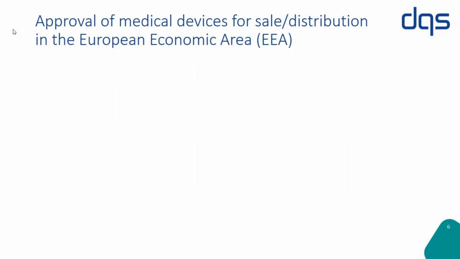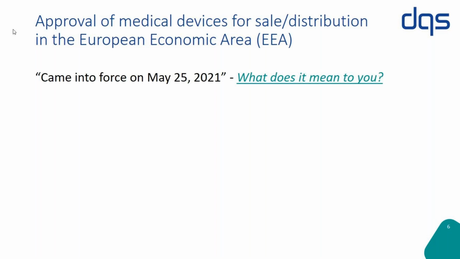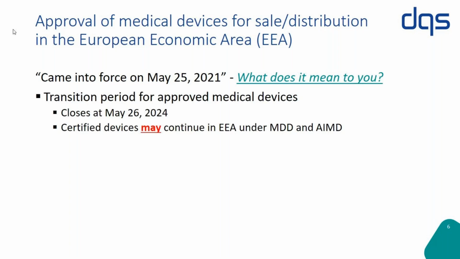Going to the next slide, we have the approval of medical devices for sale and distribution in the European Economic Area. So what does it mean to you as manufacturer that it came into force on May 25, 2021? It means there is a transition period for approved medical devices, and this transition period goes until May 26, 2024. In this period, all certified devices may continue in the economic area under the old directives.